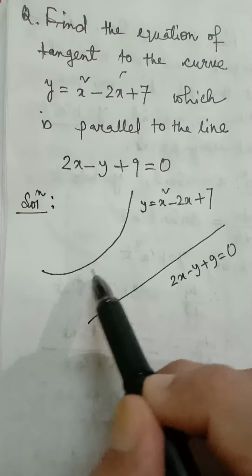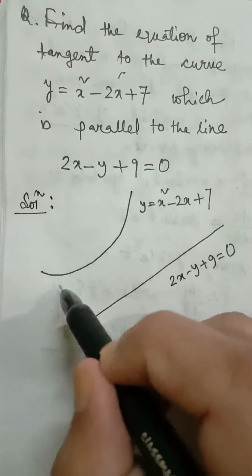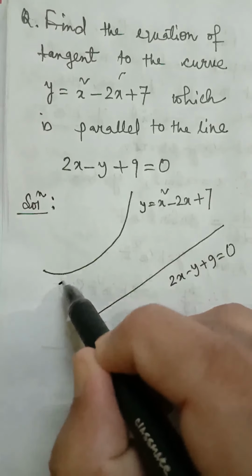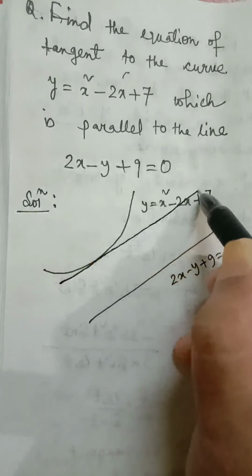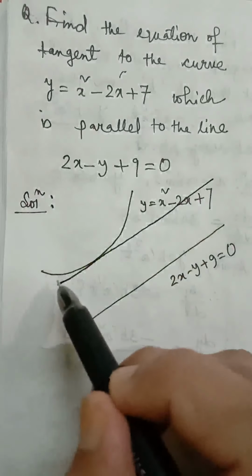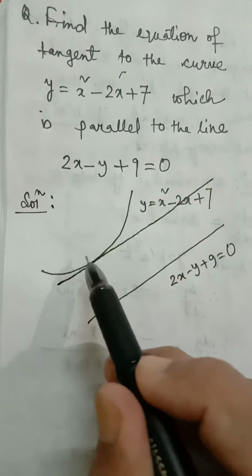Suppose this is the given curve and this is the given line. What we have to do? We have to find the equation of a tangent to this curve which is parallel to the given line. We have to find the equation of a line which is parallel to the given line and which is tangent to the given curve.